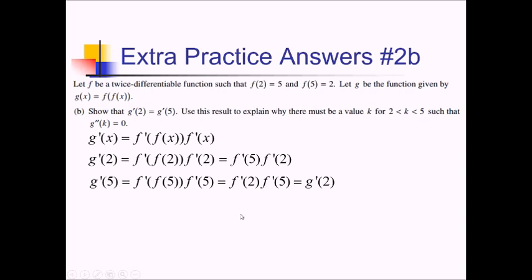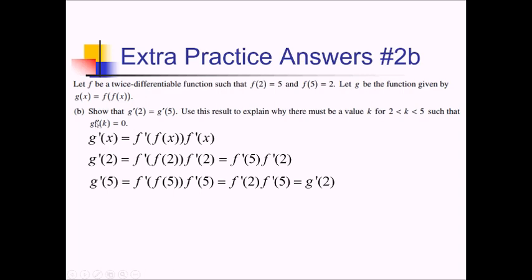All right, so here's why this is important. We're supposed to use this result to explain why there's a k value between 2 and 5 where g double prime of k equals 0. So we know a little bit about g prime, and we're trying to guarantee values of g double prime. Again, we're going to go to the mean value theorem to figure this out.